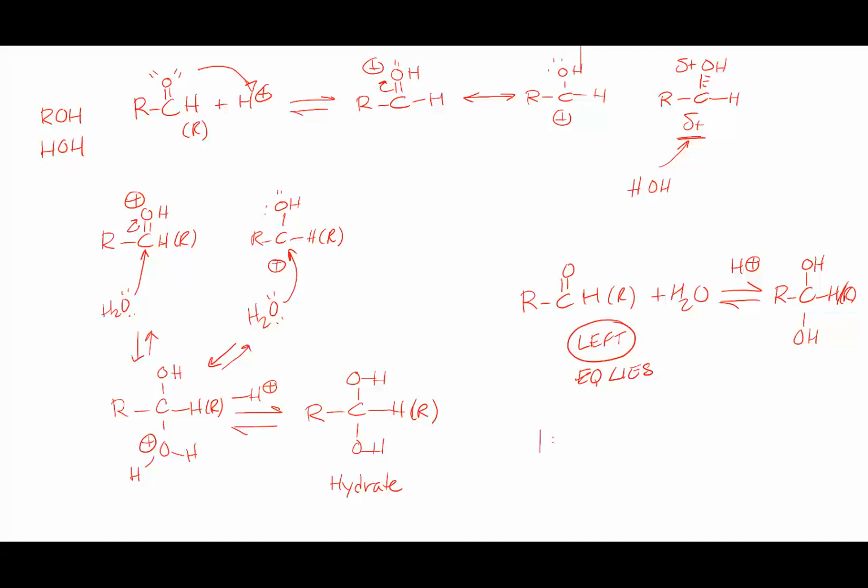When we had our acid equilibrium, how did we push the equilibrium to the right? By making A minus more stable. By making the conjugate base more stable. So when I made the product more stable, what happened to the equilibrium? It would push to the right.